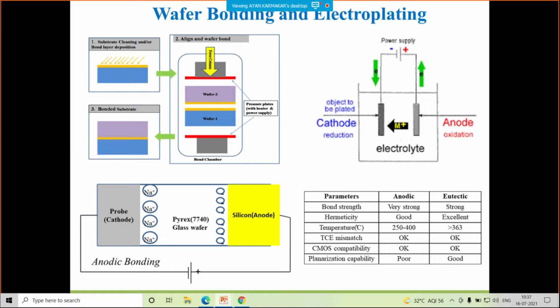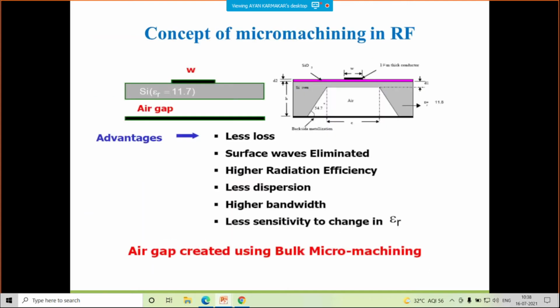And finally, if you want thicker metallization, you have to go for electroplating. Because in standard microfabrication technology, normally people offer you up to 1 micron, 2 micron, but in MEMS or in silicon RF technology, sometimes you need thicker metal like 20 micron, 30 micron, 50 micron. That is the problem which can be solved with the help of electroplating technology. So with all these things, we can get micromachined features which are very useful for RF or microwave applications.